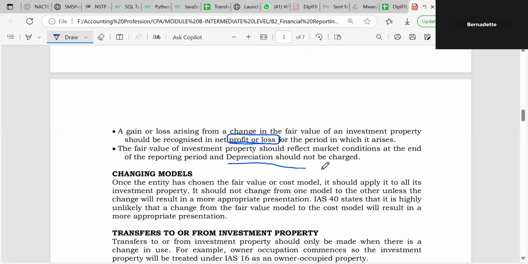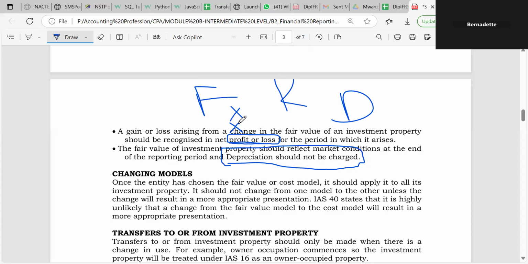The main point, which I said very early, is that depreciation should not be charged. So when you compare the fair value model against the revaluation model, revaluation charges depreciation, while the fair value model has no depreciation. For revaluation, the gain goes to OCI, while for the fair value model, whether it's a gain or loss, everything goes to profit or loss. So you can have such kind of complexity. Yeah, that's all about this.